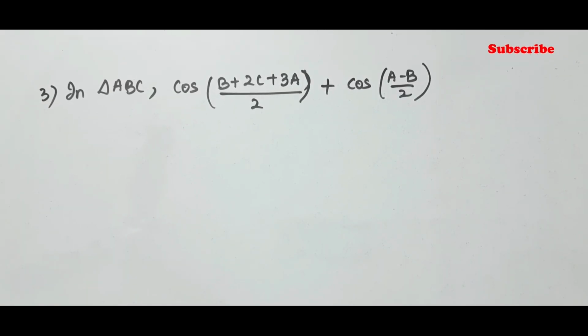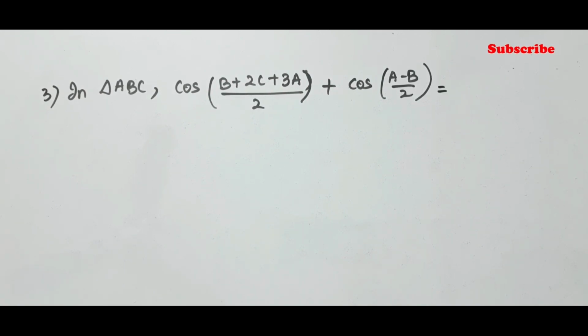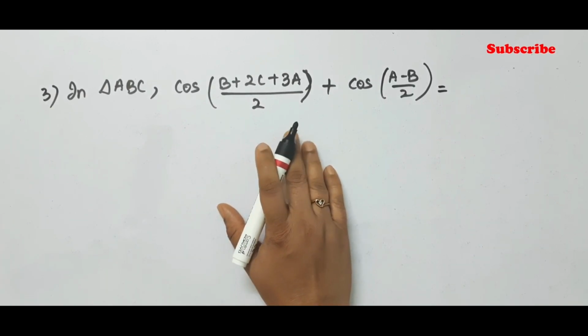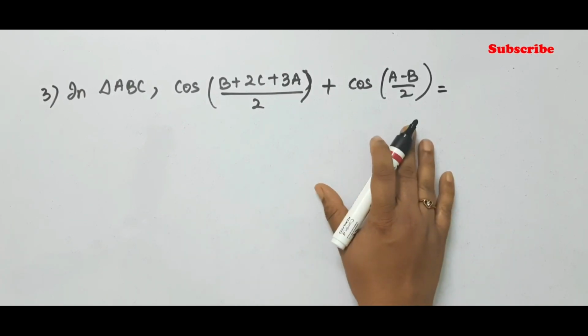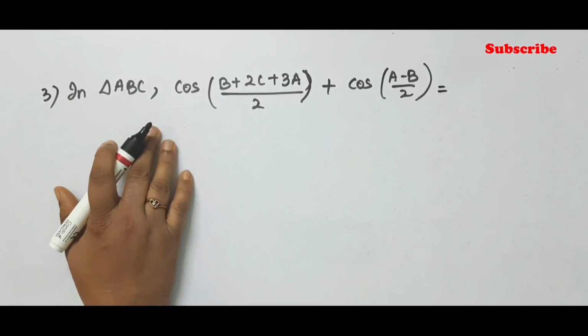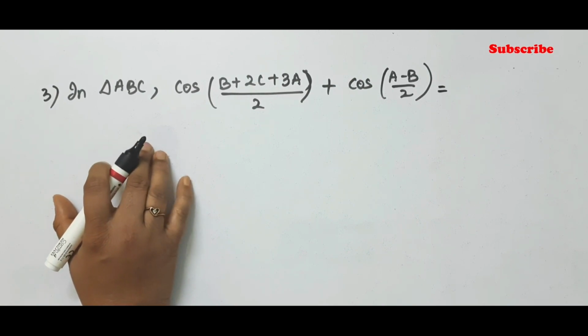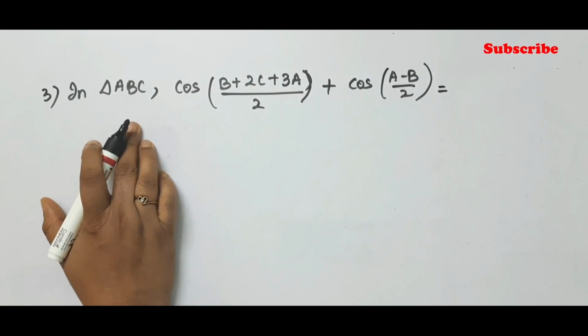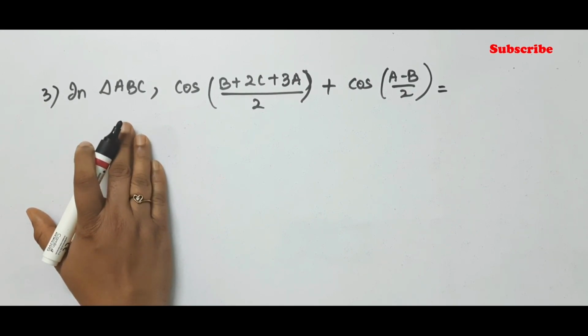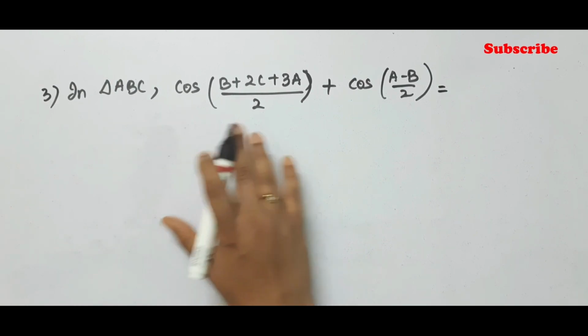Next problem: in triangle ABC, cos of (B plus 2C plus 3A) by 2 plus cos of (A minus B) by 2 is equal to what? So we have to get the value of this cos of (B plus 2C plus 3A) by 2 and cos of (A minus B) by 2. In this problem, they have mentioned a triangle ABC. When they mention a triangle ABC, it means we have to use one of the properties of the triangle. It is clear. So we need this value, is it not?